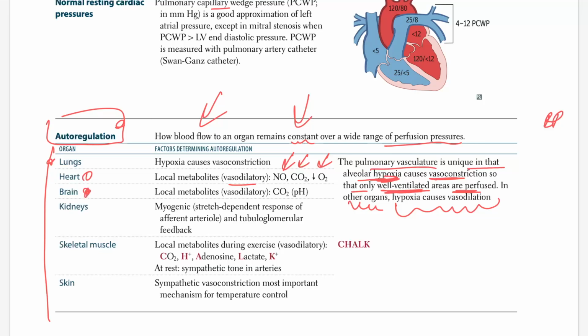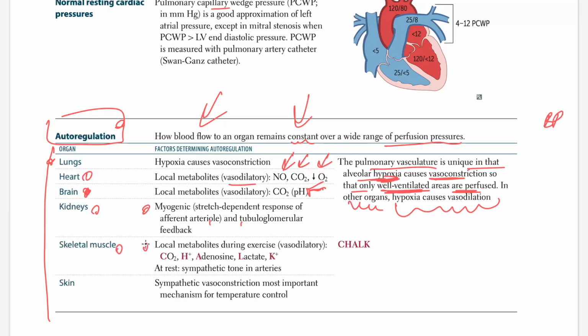In the brain, what do we have? Again, local vasodilatory metabolites, which are your carbon dioxide specifically, or the pH. As you increase the carbon dioxide, you decrease the pH because CO2 is acidic. In the kidneys, we have myogenic response and tubuloglomerular feedback, two things. Myogenic depends upon the stretch-dependent response of the afferent arterioles, and we will see these two things in the kidney, how they work and cause the change in blood pressure.